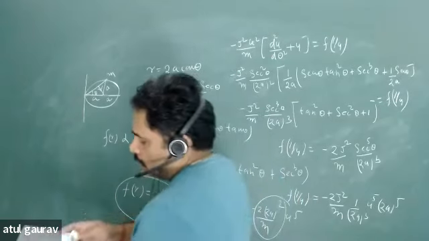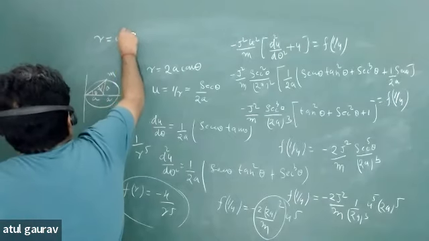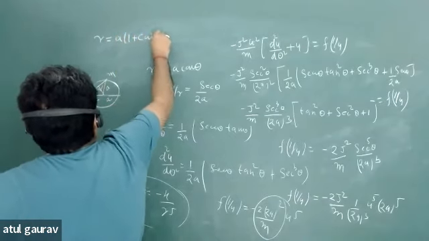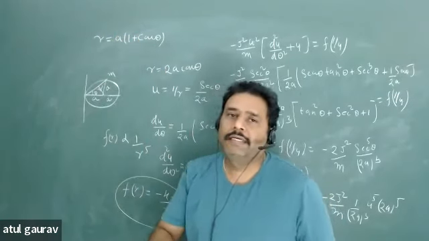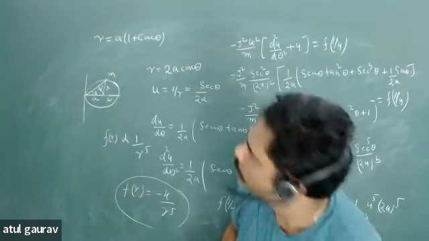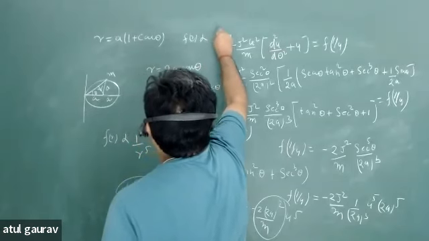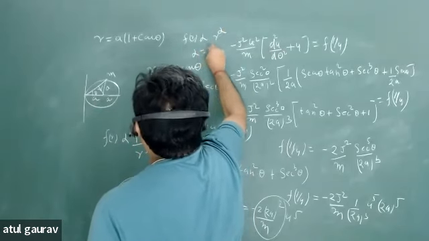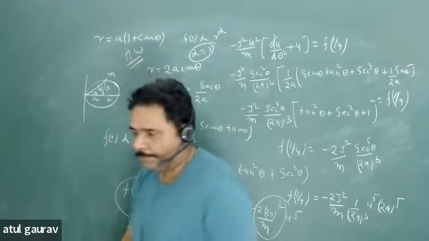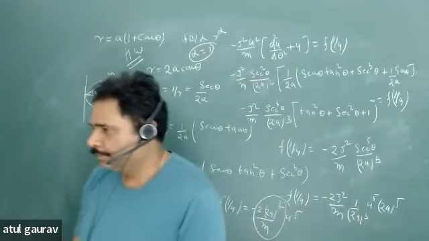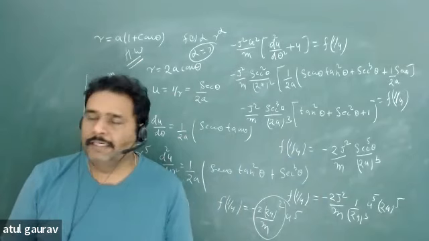Chalo. This is in the JEST 2016, very nice problem. R is equal to A(1 plus cos theta). What is the nature of force? Fr is proportional to R to the power alpha. Find the value of alpha. So this is your homework. Just do it and post it. Is this clear?